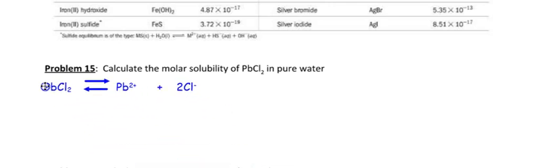All right, hopefully you got something along that line. Why did you have to be so careful? Because this coefficient's a 1 and that's a 2. So now what? It's an equilibrium setup. You have to set up your ICE table, right?